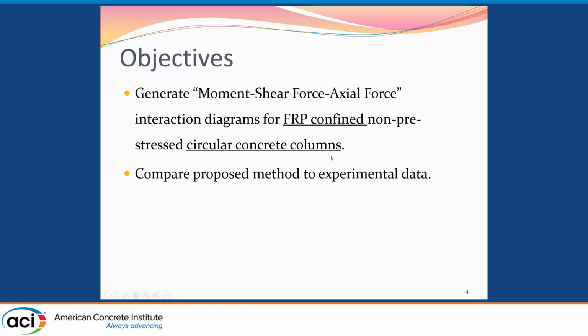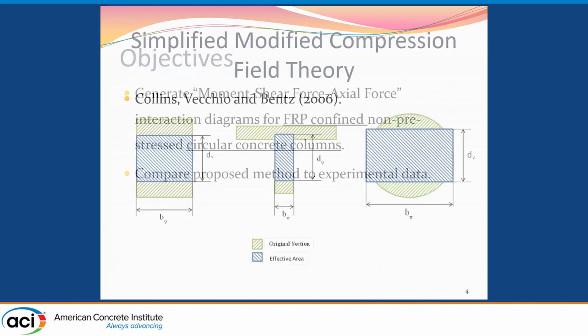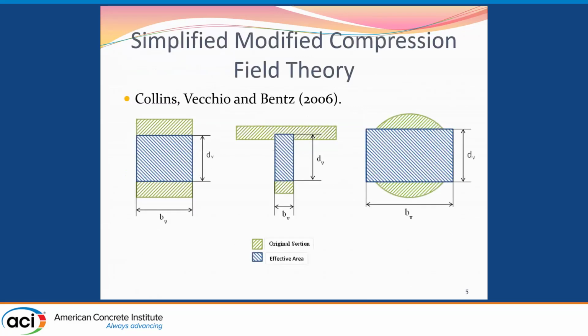In order to do that, we decided to use the simplified modified compression field theory. And this decision was based on that the simplified modified compression field theory calculates the strain through tying the moment, axial, and shear strain in one equation. So the strain calculated through this method is the superimposed strain from the moment plus the superimposed strain from the shear and the superimposed strain from the axial. I'd like to introduce the simplified modified compression field theory just briefly, so we know how to implement it. This was introduced by Collins et al.